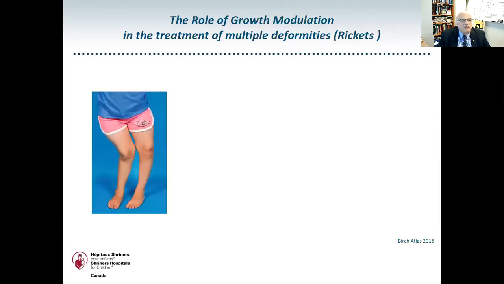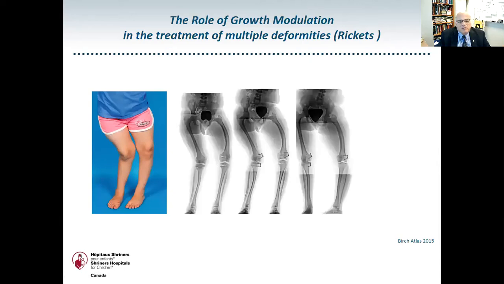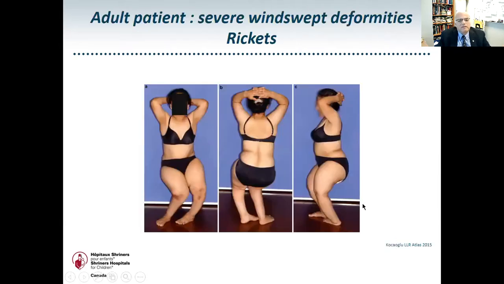Another case now, and that's from John Birch in the Atlas. We have a windswept deformity in rickets. What to do? Well, medical treatment. Medical treatment did not correct the deformity. You proceed with plate modulation. It does not correct the deformity. Then we proceed with an acute correction, fixator assisted, and an intramedullary nail.